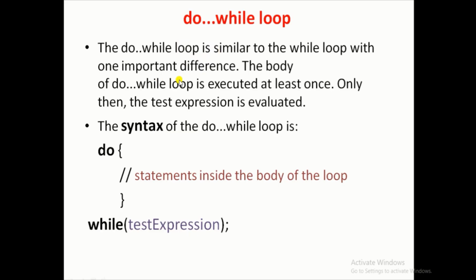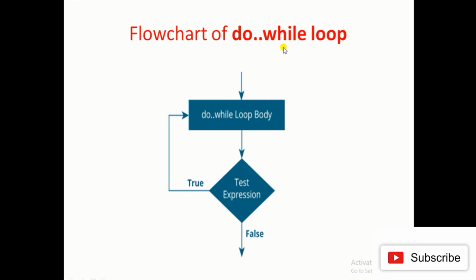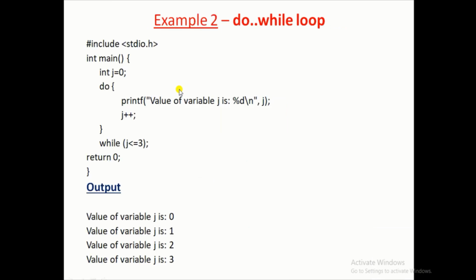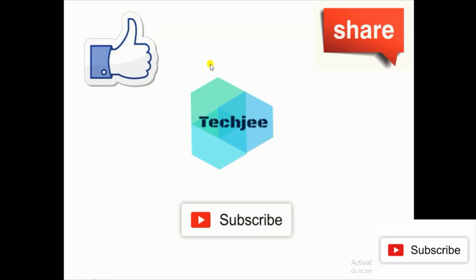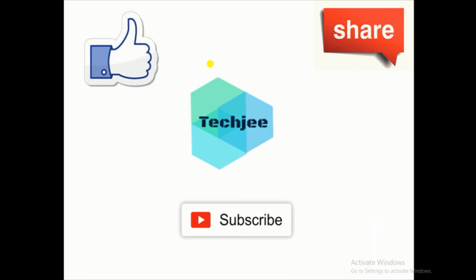In this video we learned about the while loop and the syntax of the while loop. We saw the flowchart of the while loop. Then we practiced one example. I hope you understand this example, and please practice all these examples yourself. If you have any question or query, please comment below. I will definitely solve your problem. Then we learned about the do while loop, what the syntax of the do while loop is, and how it works.